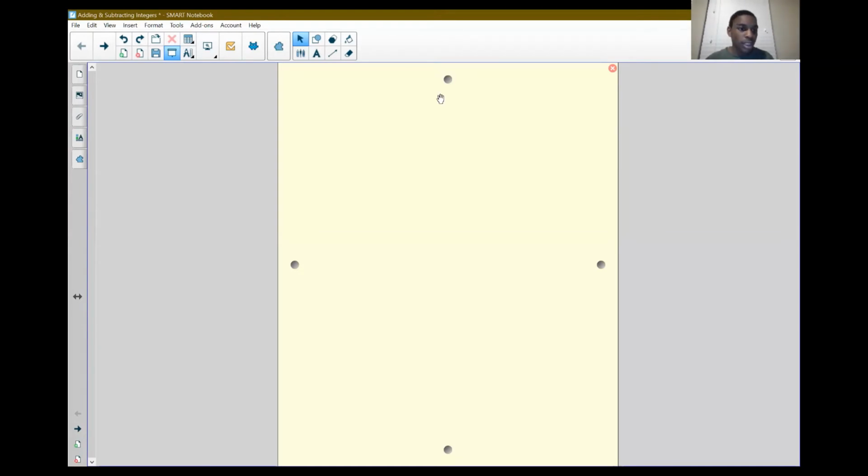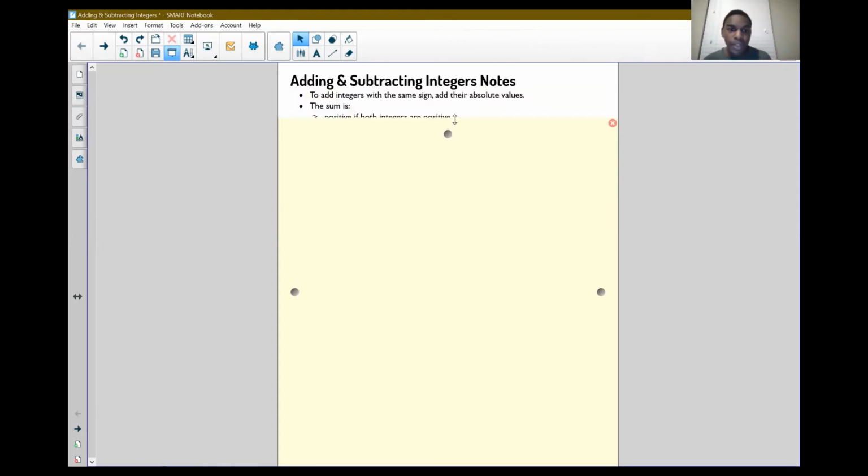today we are going to talk about, first, adding integers. To add integers with the same sign, add their absolute values. Just to recap, on Friday we talked about absolute value as well, the distance from 0. So the absolute value of 4 is 4, because it's the same distance away from 0.